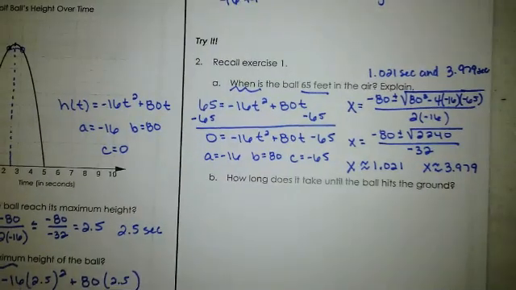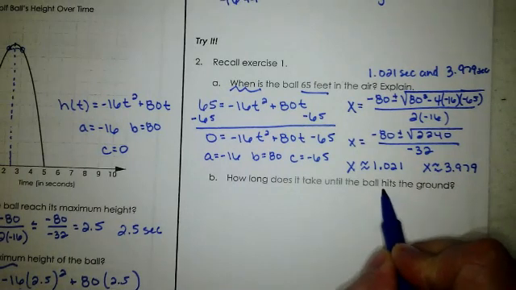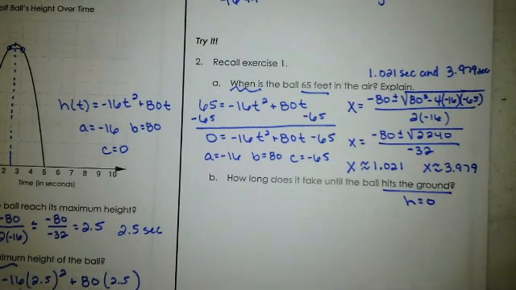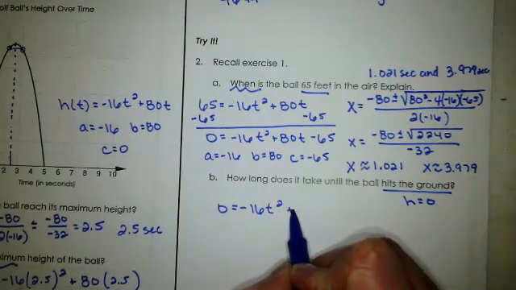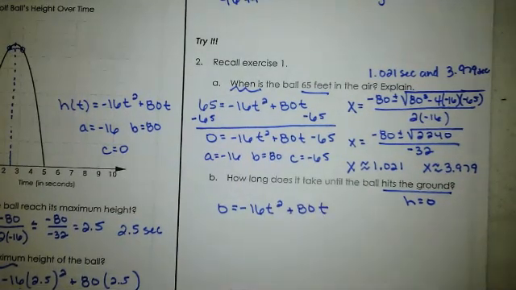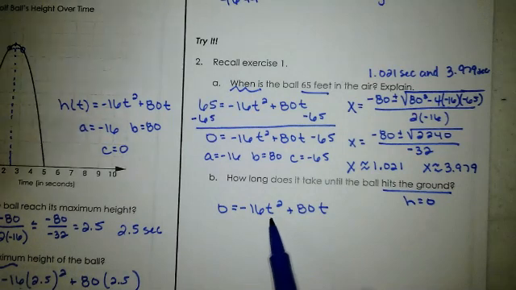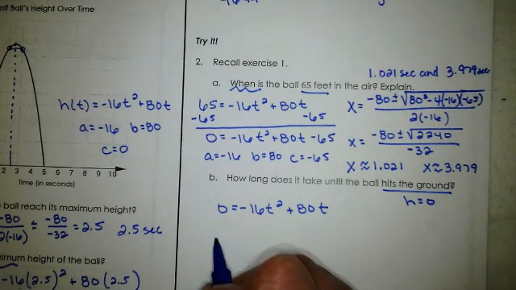How long will it take the ball to get to the ground? So hit the ground, that means height has to be 0. So now we're solving 0 equals negative 16t squared plus 80t. You can use the quadratic formula for this. A would be negative 16 and b would be 80. But I'm going to solve this one by factoring. So I recognize I do not have a c value. So both terms have a t in them. So I can pull out a GCF of t.